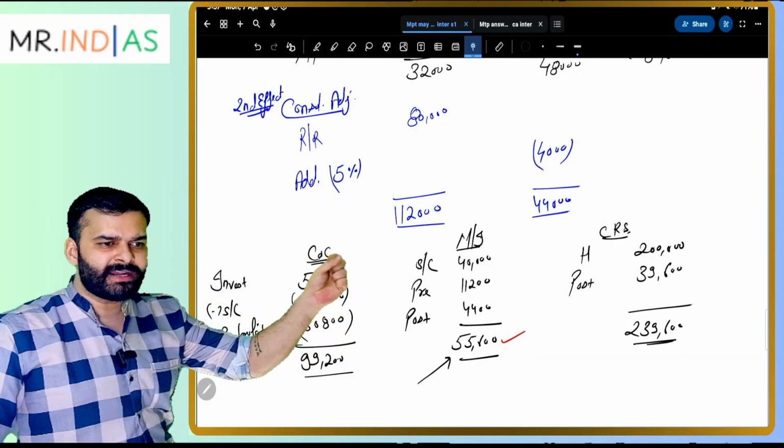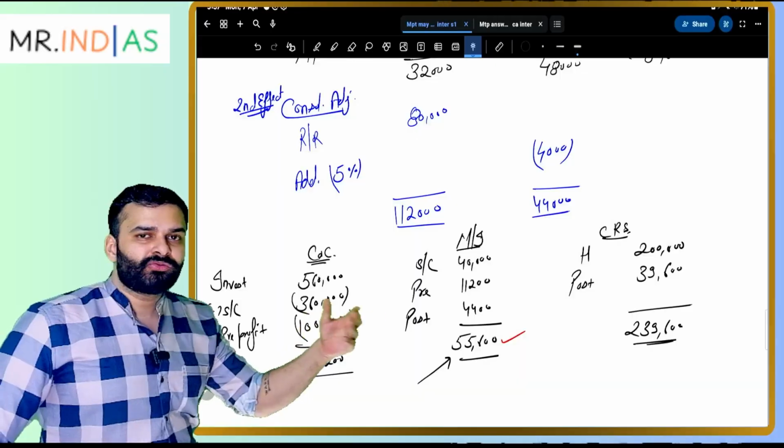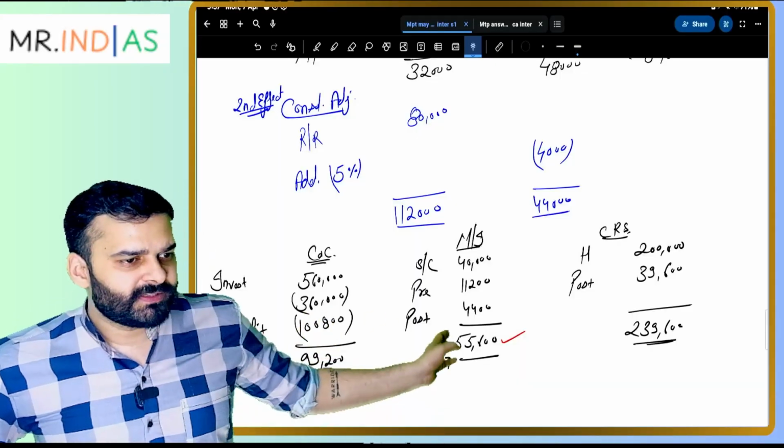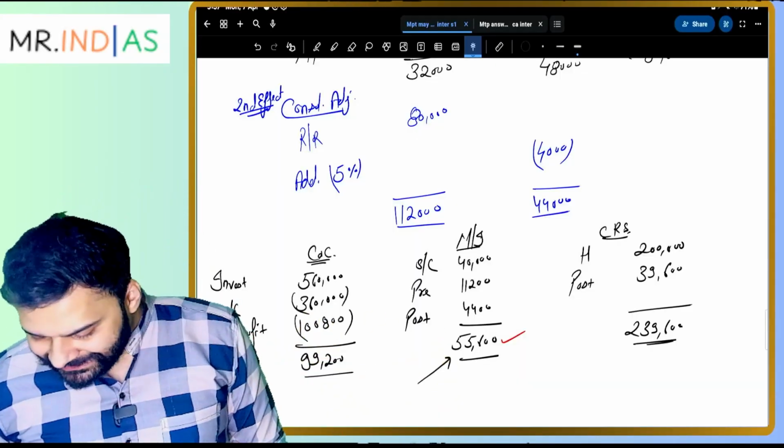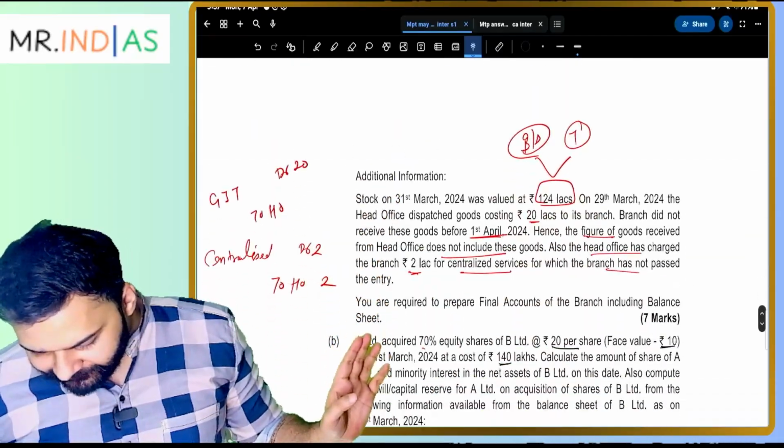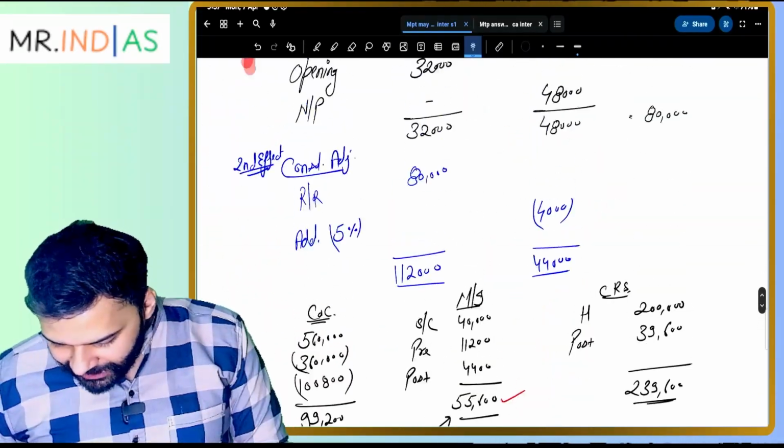The rest you have to add from Q Limited's balance sheet and put this figure into your balance sheet. Your balance sheet gets tallied. If you feel doubt, then you can comment. We'll discuss accordingly. No problem at all.